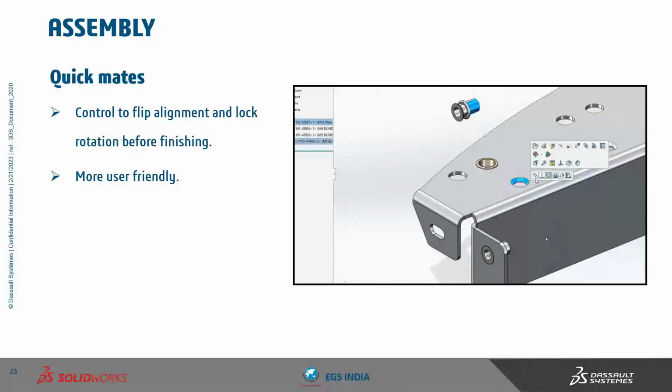Quick mates. When we are selecting two components, a pop-up will appear for quick mates, where we can flip the alignment or lock the rotation. It is more user friendly now.